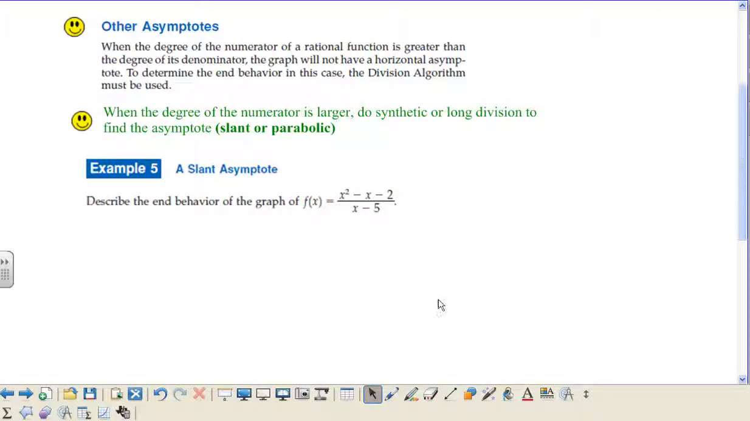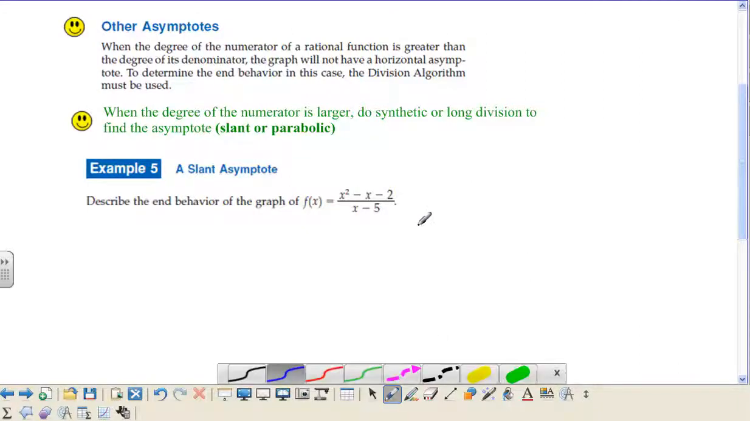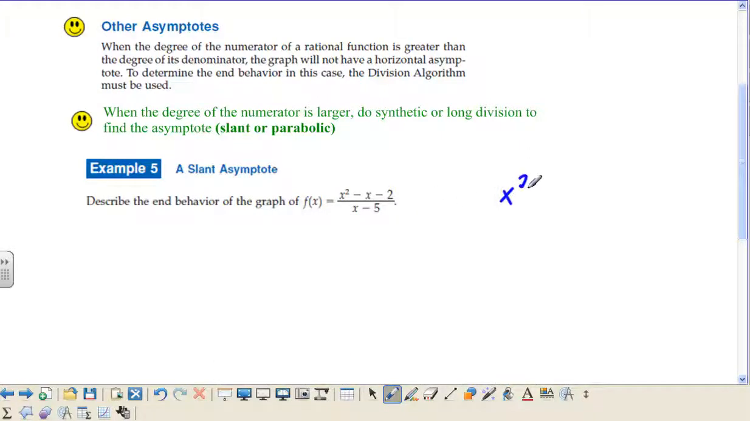So if you look at our problem here, number 5, talking about slant asymptote, if we look at the x squared over x, the leading or largest terms in each of the numerator and denominator, we know that these would reduce to x, which is a line which is on a slant. And so what we're going to do is use either synthetic or long division to find the actual asymptote here. So we will use synthetic division.